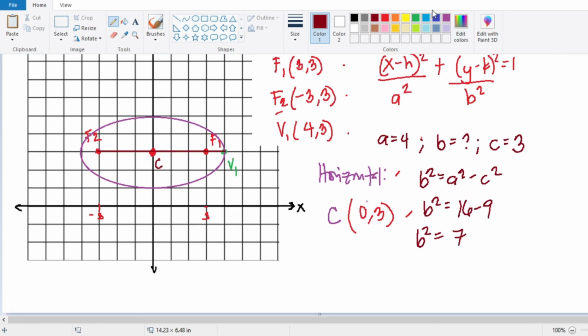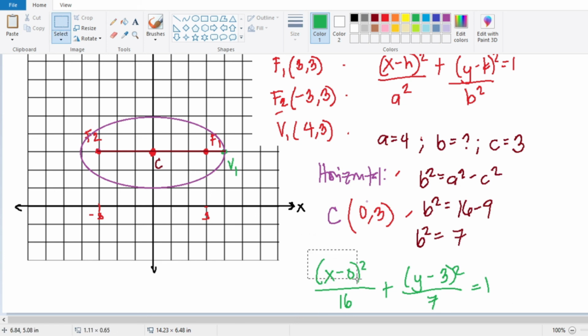Substituting now, you have x minus 0 squared over 16 plus y minus 3 squared over 7 is equal to 1. And rewriting this one, since it is 0 that goes with it, it is just x squared.